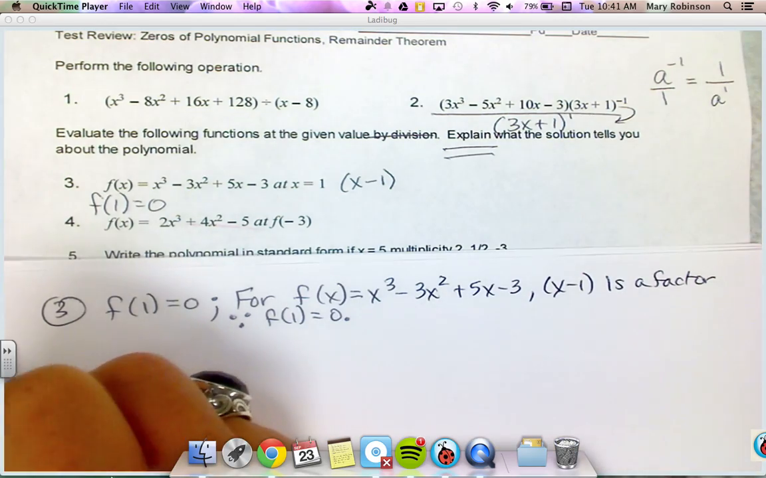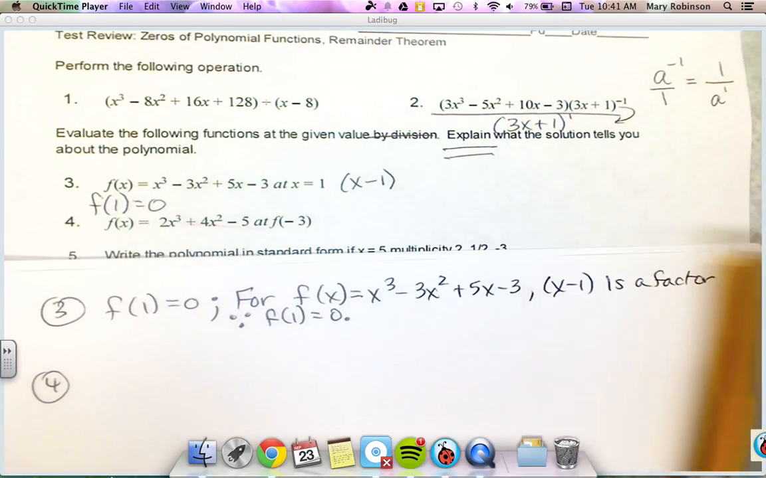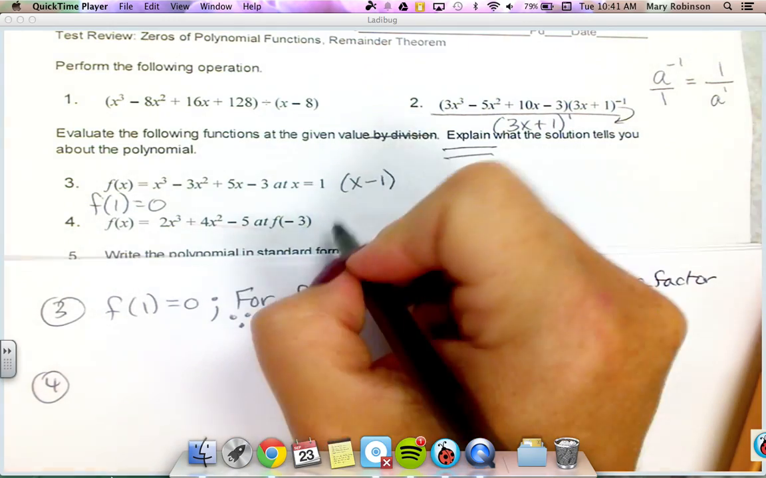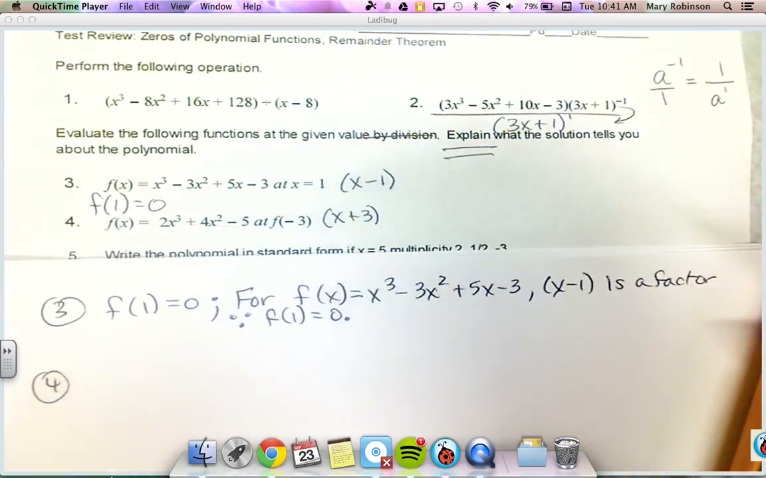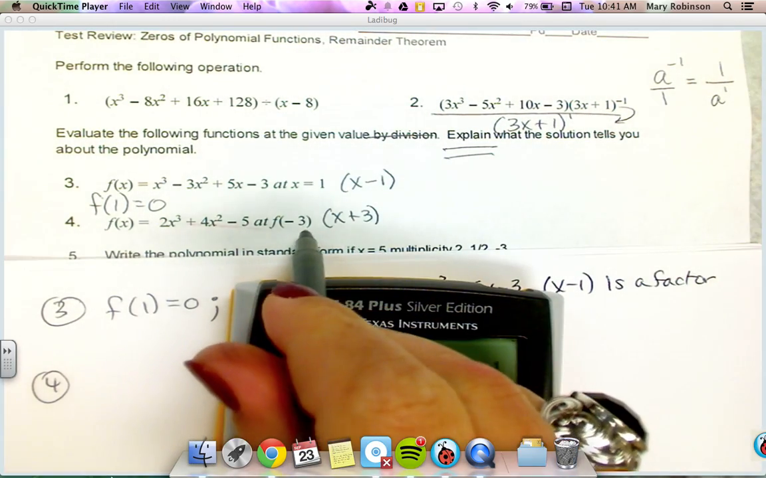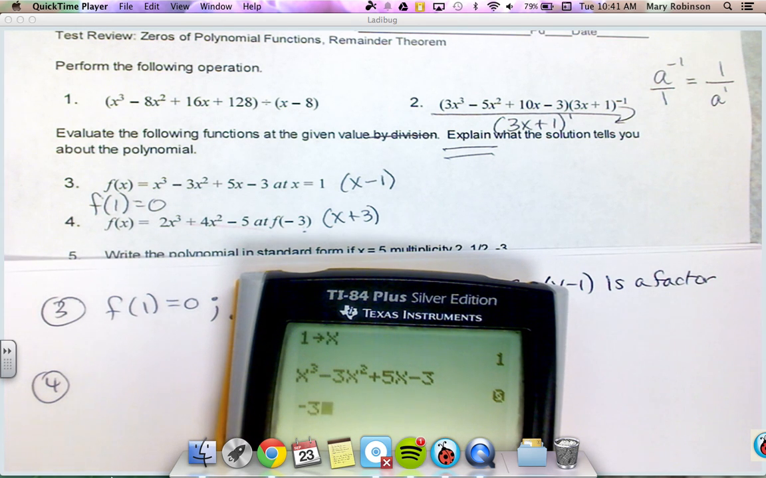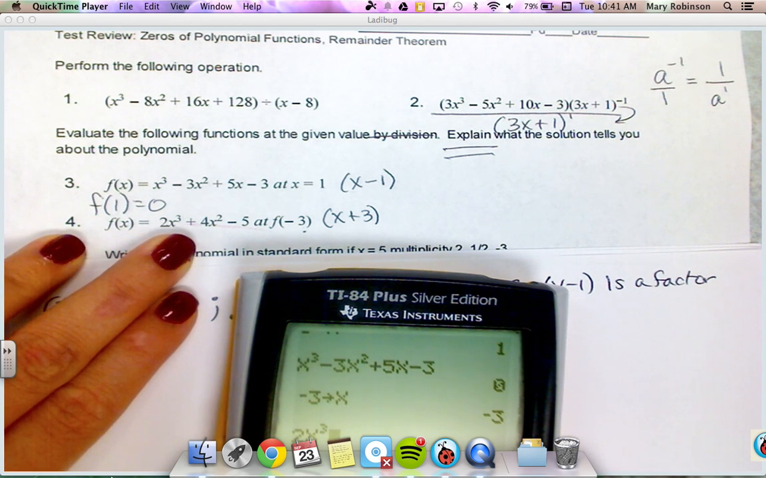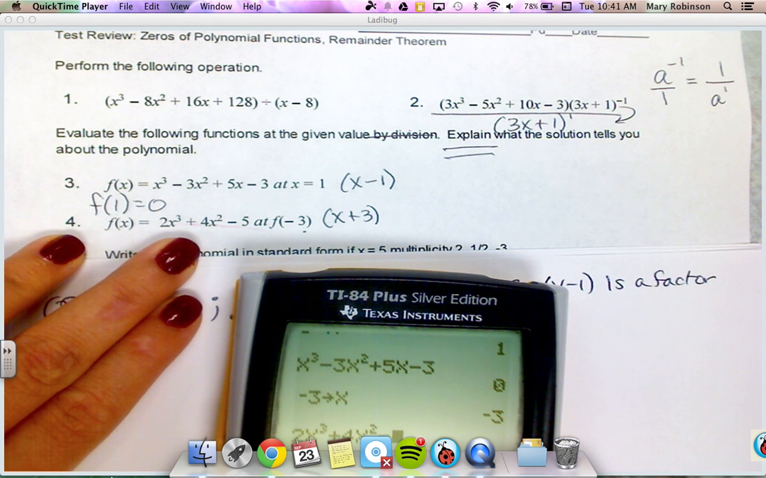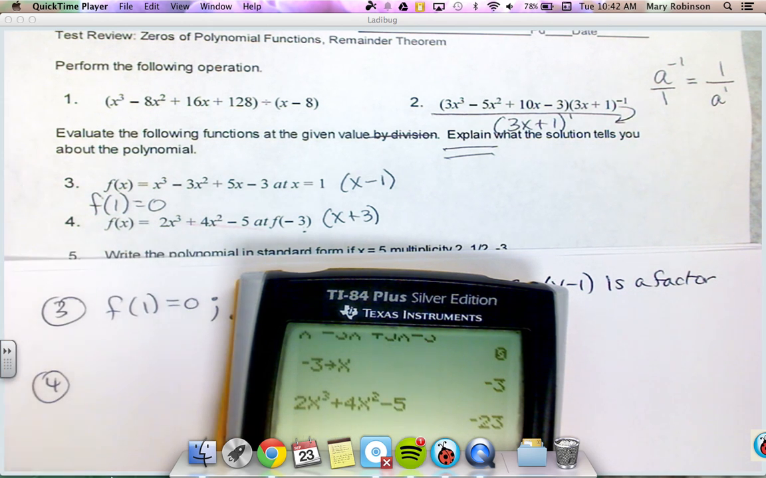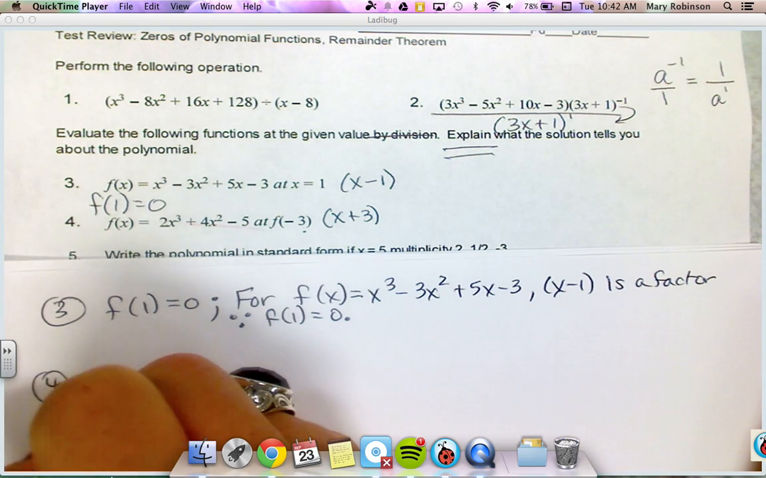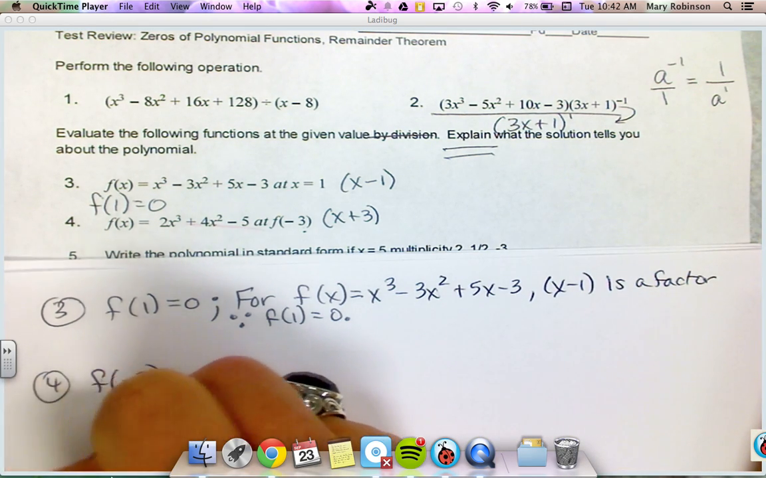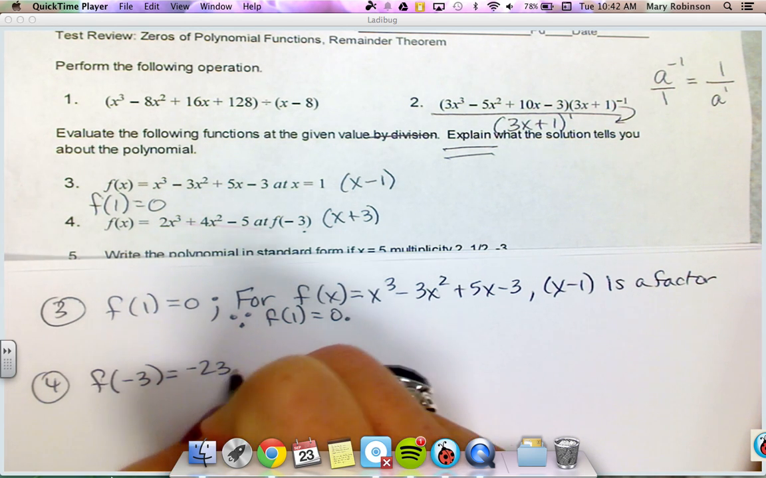All right. Then for number 4, remember, if we're evaluating f of negative 3, that means the factor would be x plus 3, but that means we are going to store negative 3 as our value. So negative 3 store as x, enter. Then just type the function in. 2x to the third plus 4x squared minus 5. And we get negative 23. So we know that f of negative 3 has a value of negative 23.